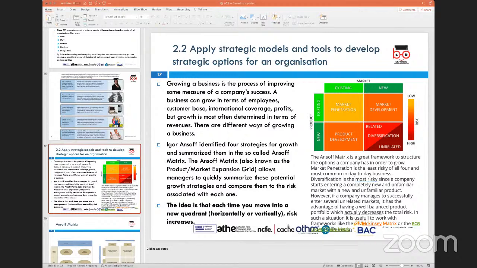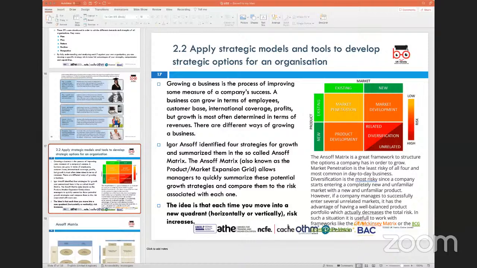Now, why is it called a matrix? It is because it has 4 quadrants, 4 parts, and it plots products and markets on the X and Y axis. When a company is looking at coming up with a strategy to either expand, diversify, develop, or penetrate, you would need to use this model to understand your product positioning in the market vis-a-vis what the competition is doing.